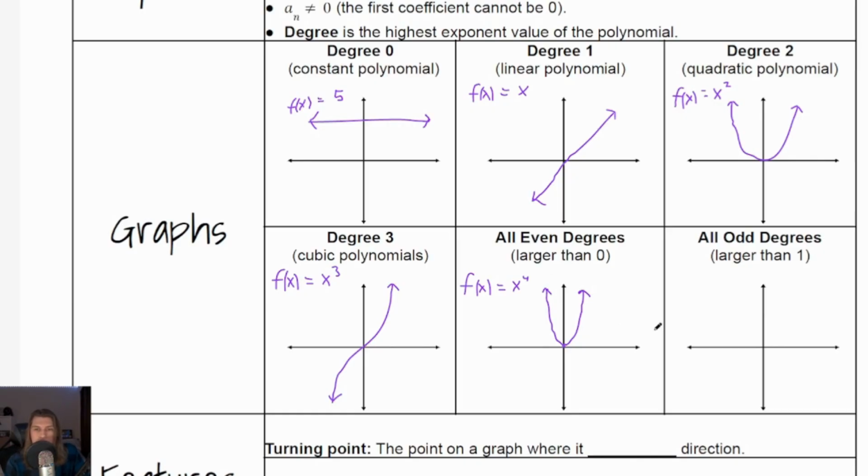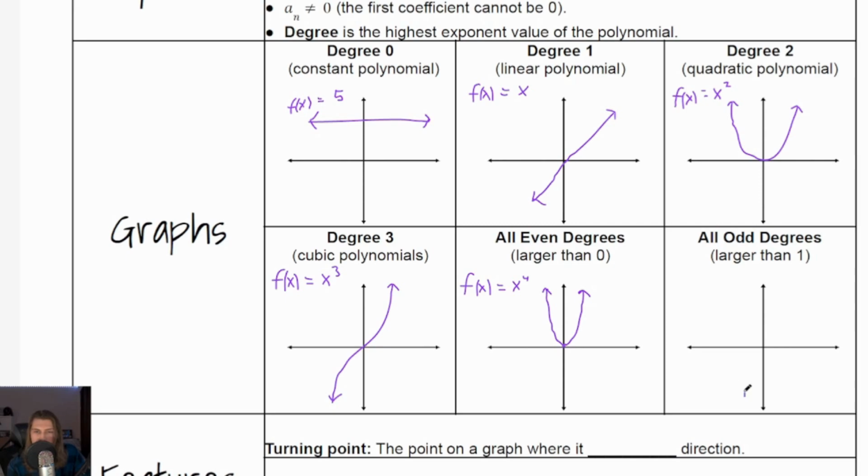And odd degrees is kind of the same thing. The reason I said larger than 1 is because if you'll notice, our linear polynomial does go from the bottom left to the top right, and so does our cubic, but our cubic has a little bit of a curve, and most of the odd degrees besides 1 have a little bit of a curve.